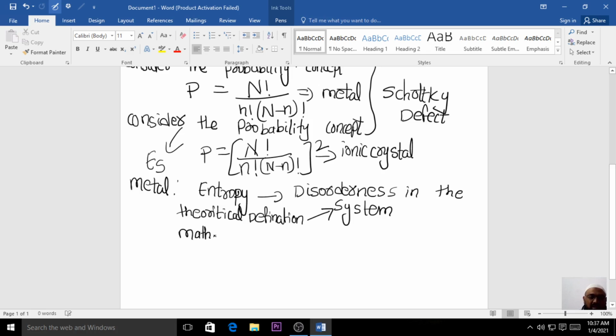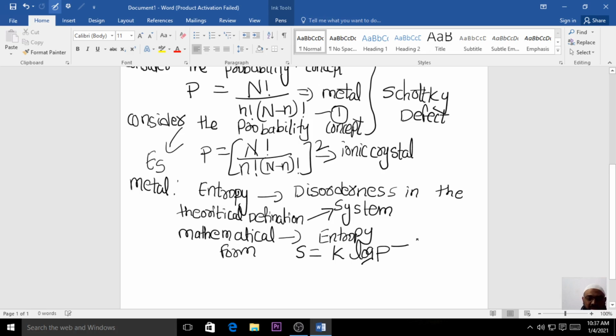That mathematical part we will discuss here. The mathematical expression for entropy is S is equal to K log P, where K is the Boltzmann constant. We will take this as equation number 1, and if you go for a metal, this is equation number 2. Is it clear to everybody?